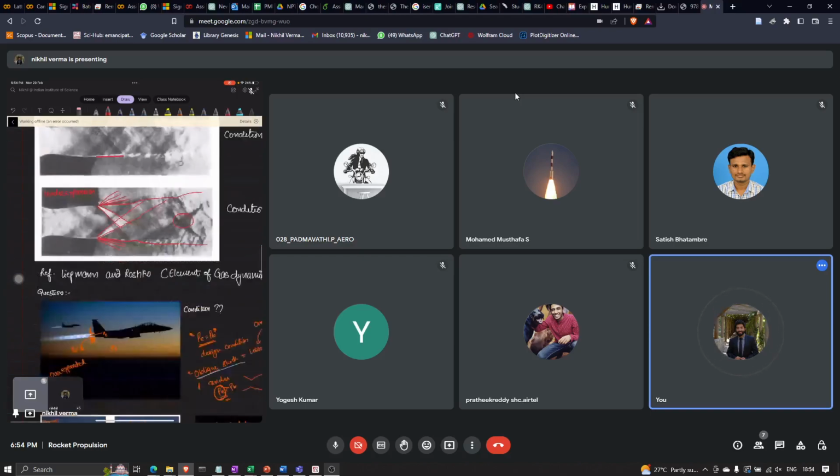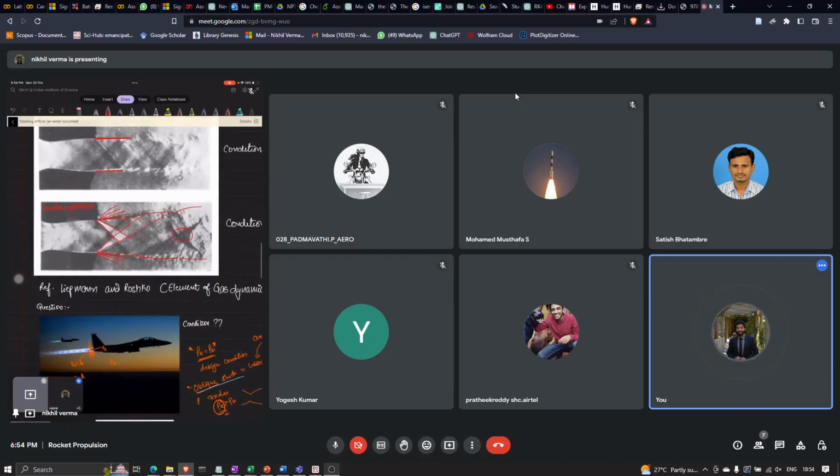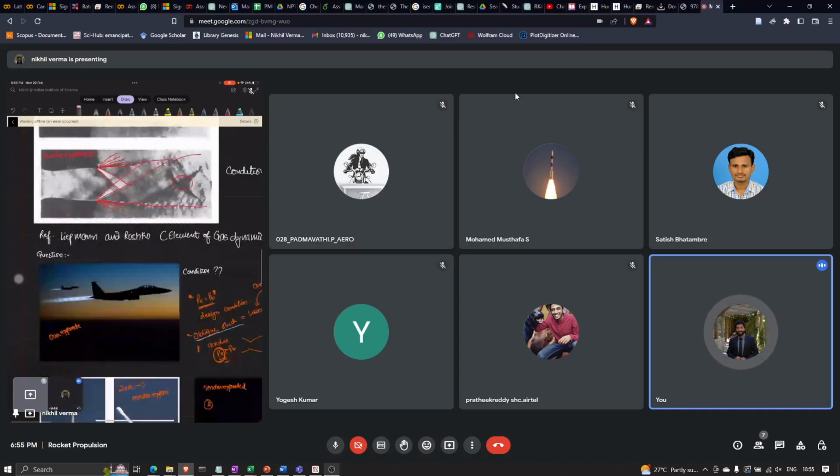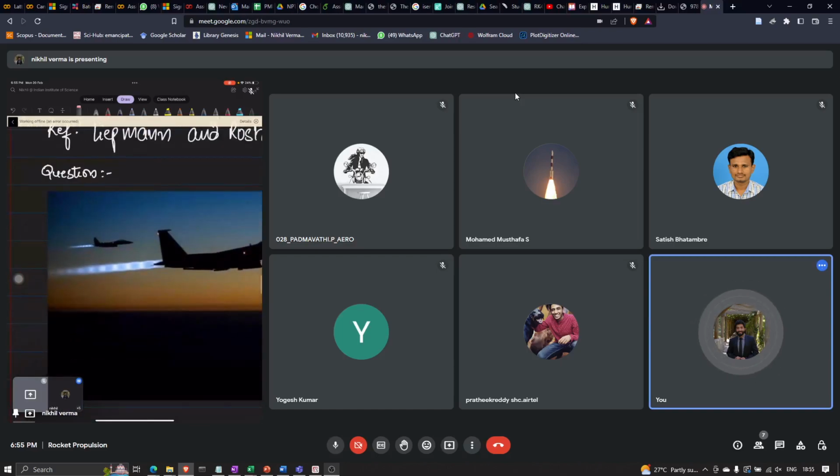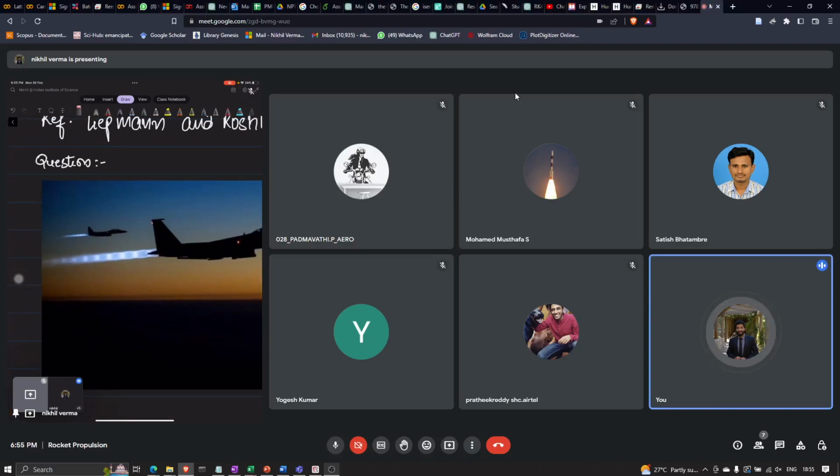Okay. So I have a series of questions for you all. This is some fighter jet, and I want to know by looking at the rocket plume, can you tell me which type of flow this is? Either it is overexpanded or underexpanded.